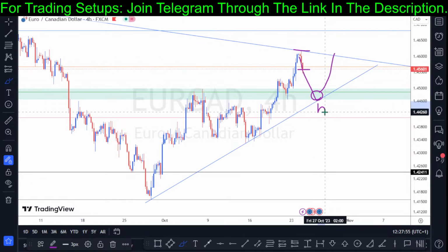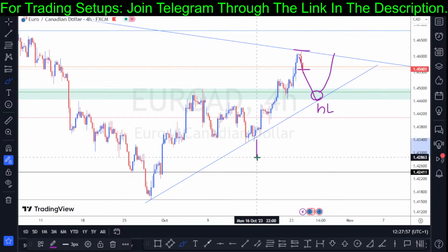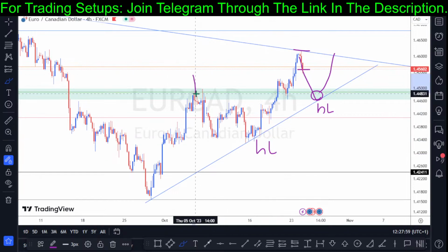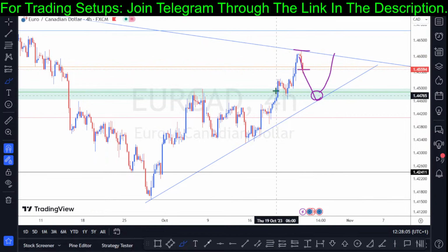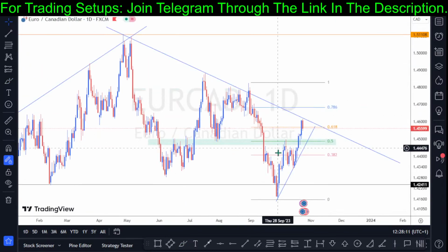So this could turn to a higher low structure, and this could be a higher high structure on Euro Canada. This is why I'm very careful. I don't want to just short on Euro Canada. Well, anyways, I have this asset on my watch list and I'm currently monitoring to see how price is going to react to the 0.618 and the 0.5 Fibonacci retracement level. So let's check out other assets I have on my list.